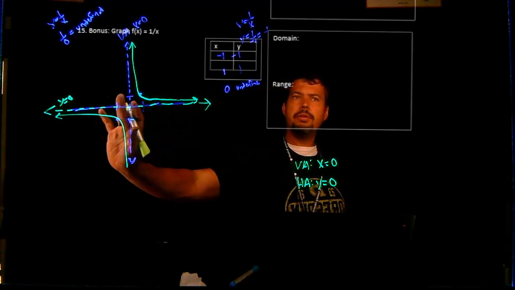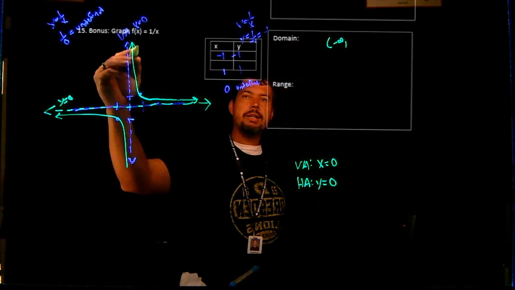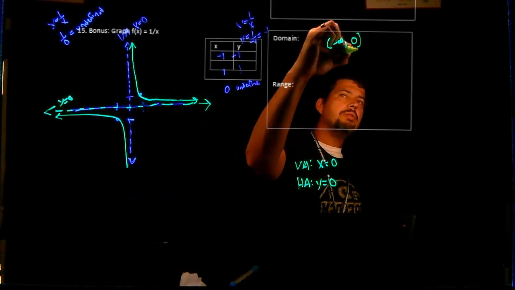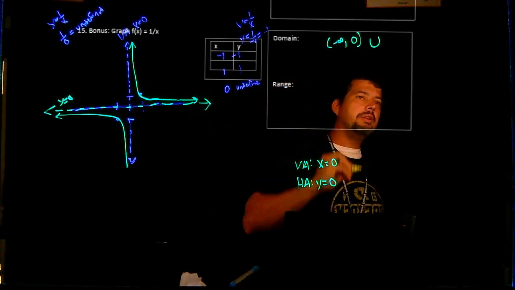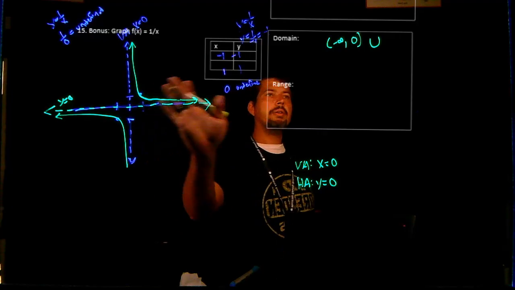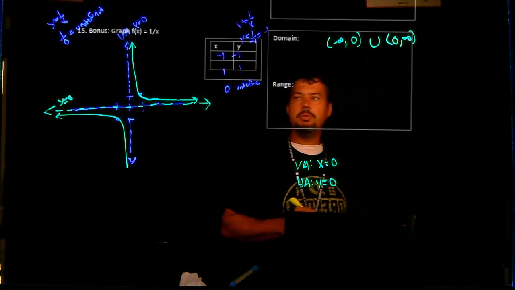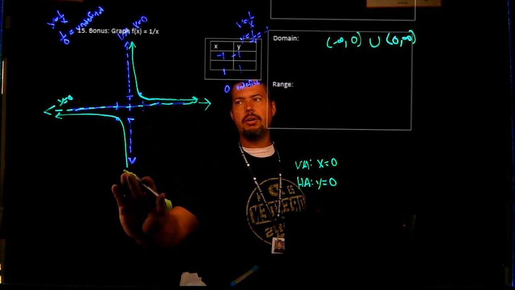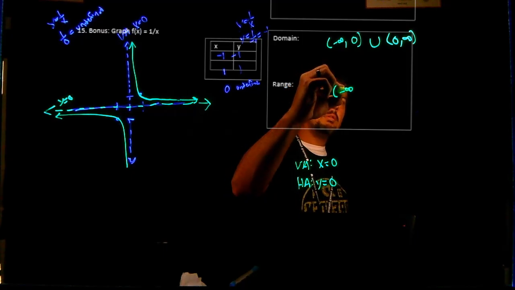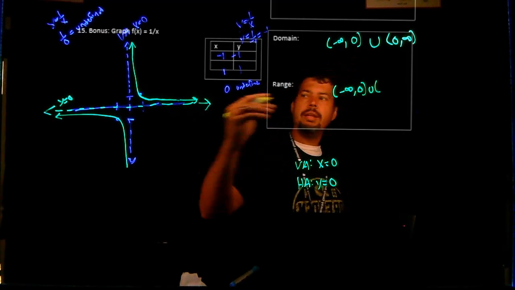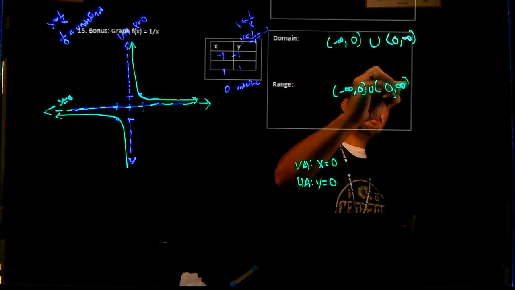Domain, I run left forever, but I can't have an x value of 0. So I write the 0, but I use a parentheses instead of a bracket. And, which is denoted by the letter U, unioned with, I run right forever, starting at 0, but not actually being 0. So there's my domain. The range is exactly the same. Falls forever, rises to a y value very close to 0, unioned with the other side of 0 where it's positive, rising towards infinity.